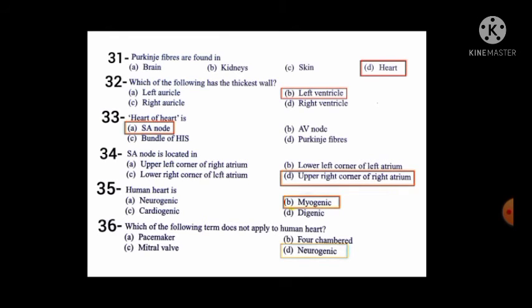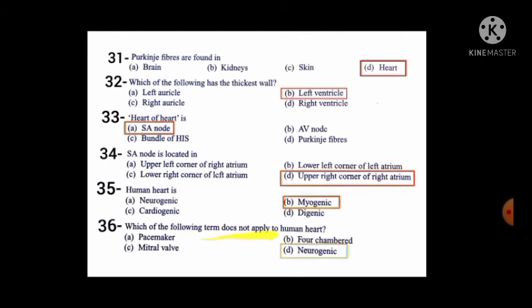The human heart is myogenic, meaning it is auto-regulating the heartbeat; contraction and relaxation are controlled by the human heart itself. That's why it is called myogenic. Muscle origin is called myogenic.